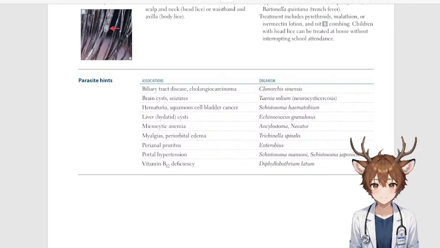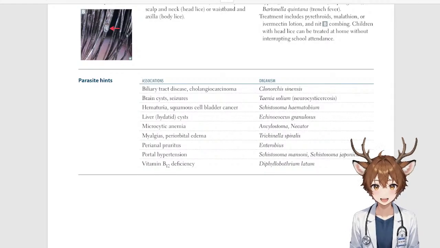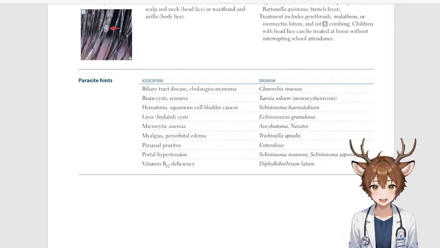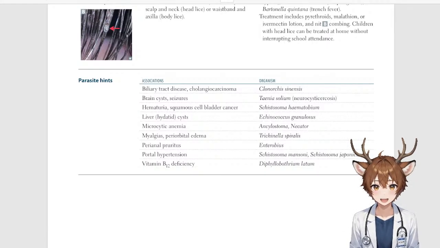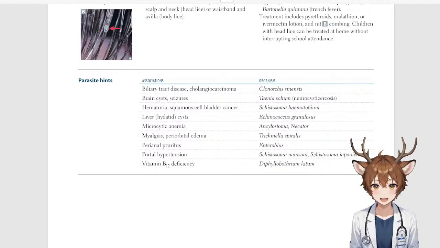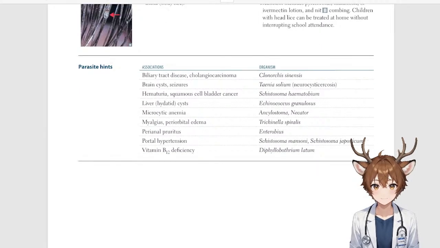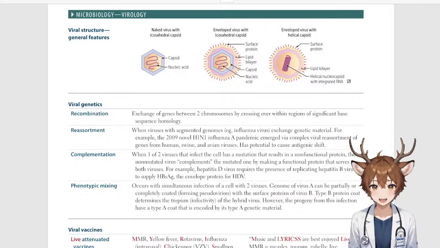Okay. Nocturnal perianal pruritus. What should you be thinking about? Enterobius. When they say Enterobius, I mean Enterobius vermicularis, by the way. Portal hypertension. What should you be thinking about? Schistosoma mansoni and Schistosoma japonicum. And what about vitamin B12 deficiency? What kind of thing would you be thinking about for parasites? Diphyllobothrium latum. There we go. Did you get all that correct? Hopefully you did, because some of them might be on the exam, potentially. Who knows?